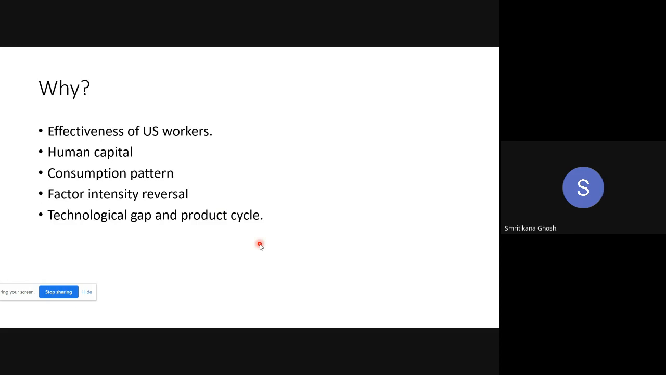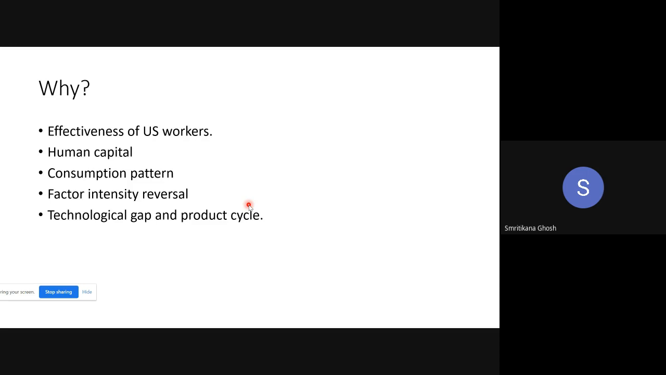Technological gap means it is said that most of the consumable commodities are invented in the US economy. And when a commodity is just invented, as I said in my class also, at that time it is labor intensive. When you are going to produce at the mass level, then it becomes capital intensive. So there is a technological gap between the US economy and the rest of the world. Most of the commodities are invented there, so they are technologically advanced, and most of the commodities are produced in the US economy. That is why they are labor intensive, and that is why the economy is exporting labor intensive commodities. So these are the different ideas through which you can explain factor intensity reversal.